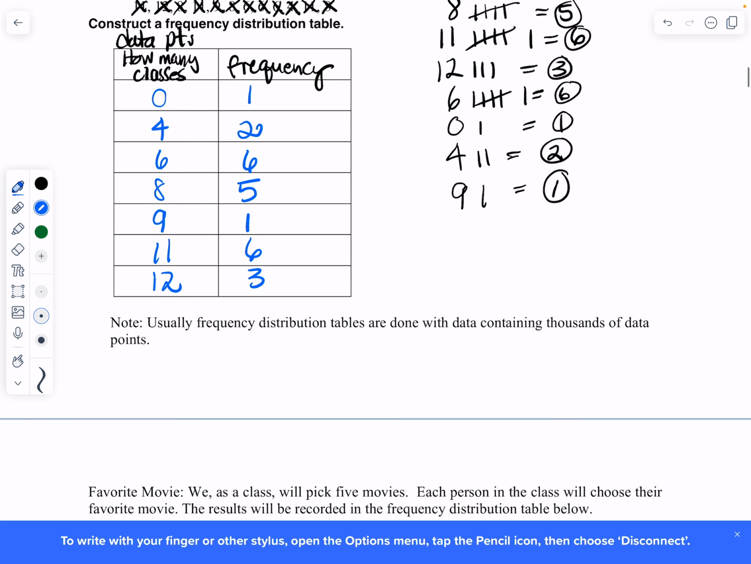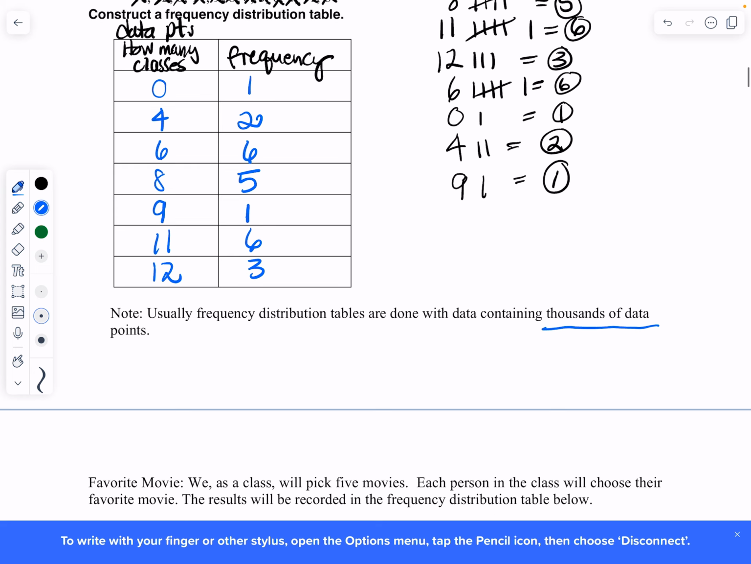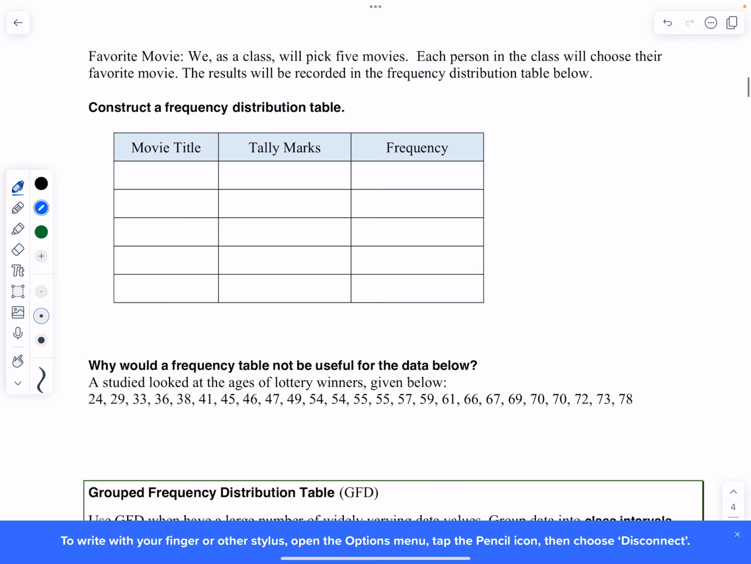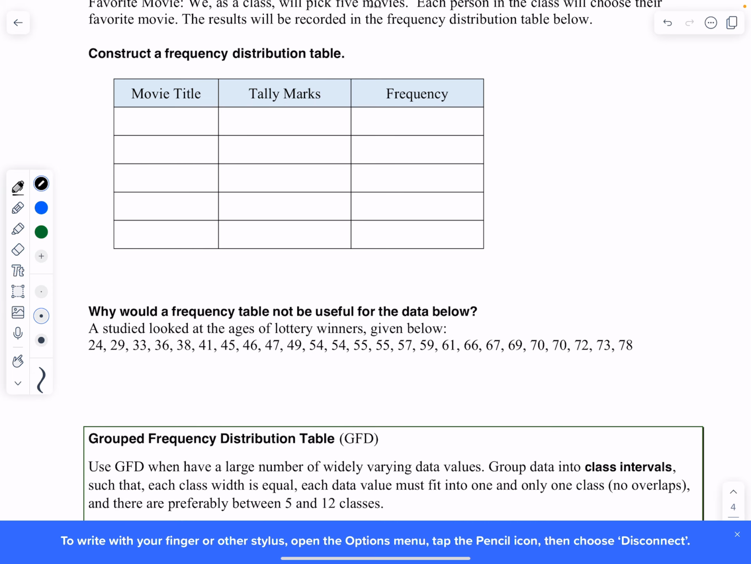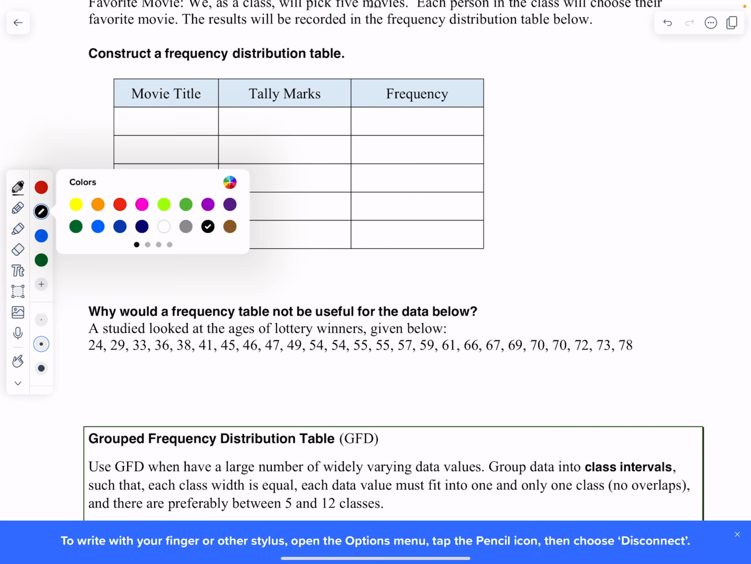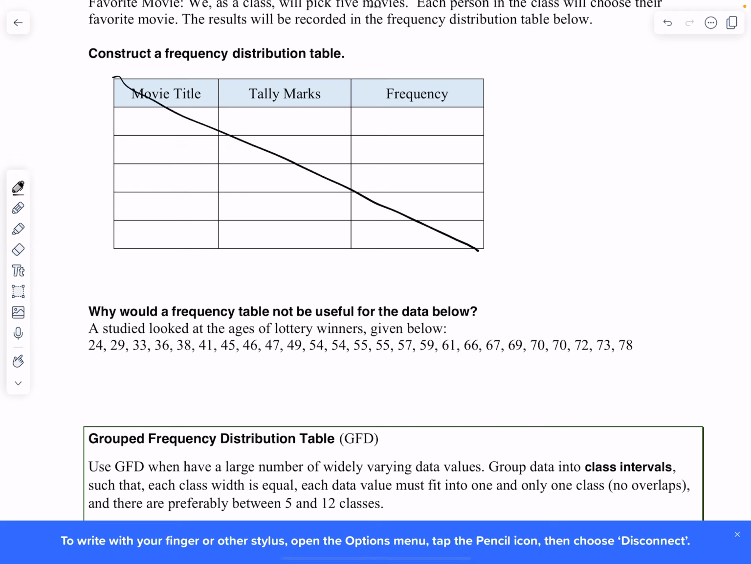And here's a note. When you see frequency tables in the real world, usually they're done with thousands of data points. So if we have a small amount, it really isn't as great as if we have larger amounts of data. Okay, so this next question we are going to skip because it requires a class to choose 5 movies. So what I'm going to do is just make an X out of this. So you guys can do the same. Just X it out. If I can get the pen to work, we're in good shape. There we go. Okay. And then we're going to move on.